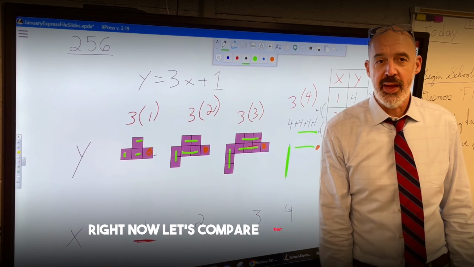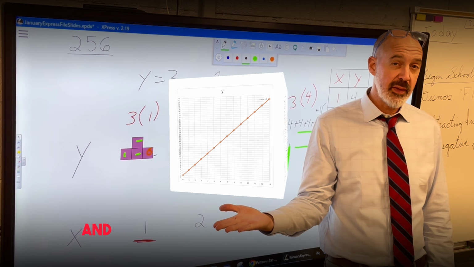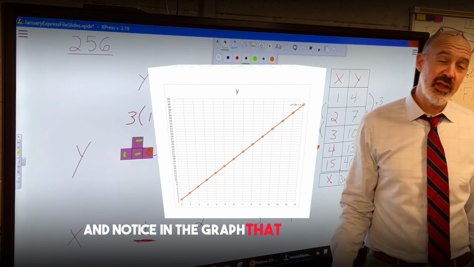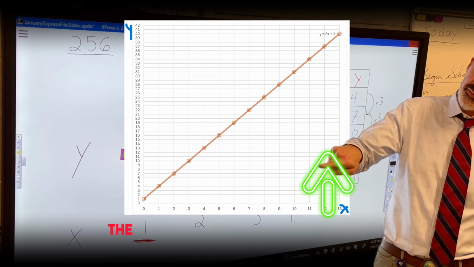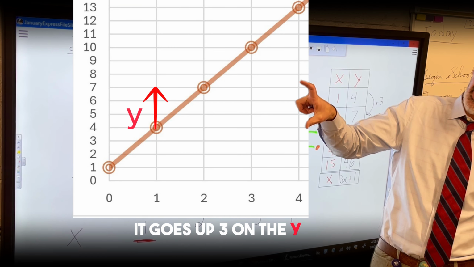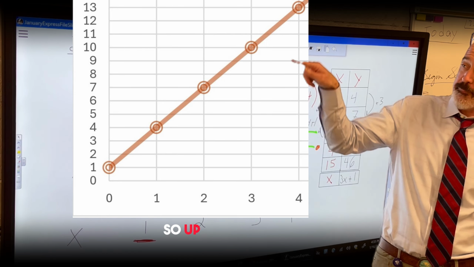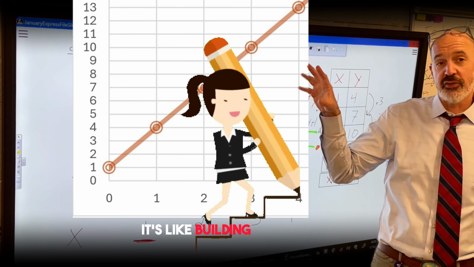Now let's compare that to the graph. And notice in the graph that there is a slope. The line goes up and up and up and up. It goes up 3 on the y-axis every time it goes over 1 on the x-axis. So up 3 over 1. It's like building a staircase.